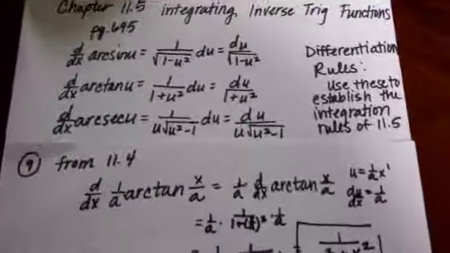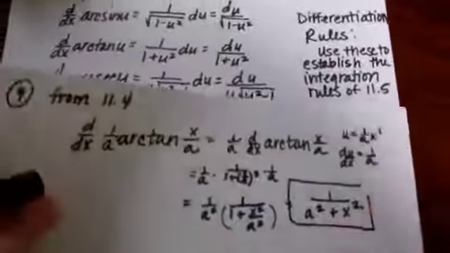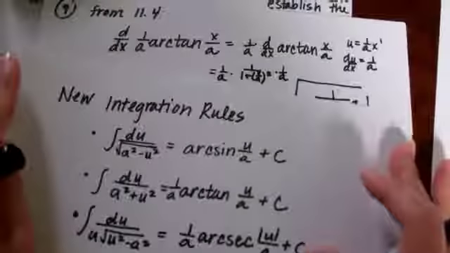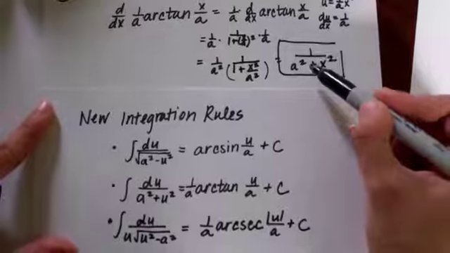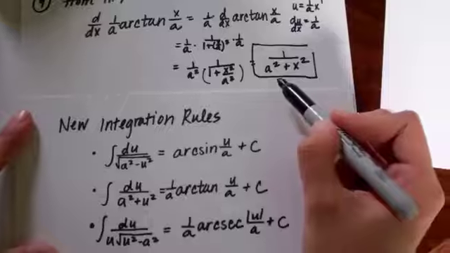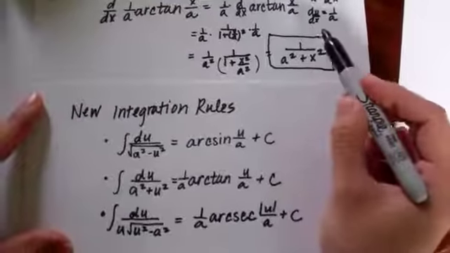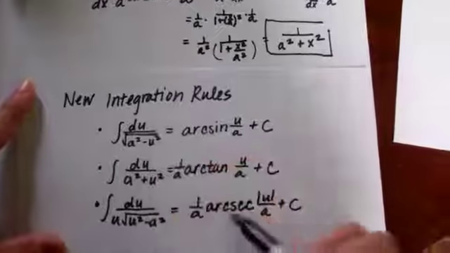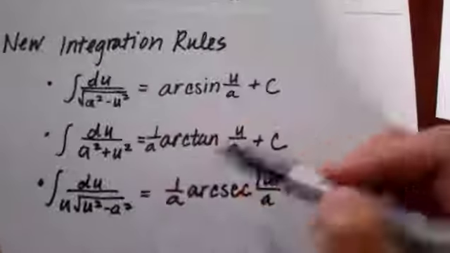So that was from the previous section. Now I'm going to use this for our new integration rules. Our new integration rules are as follows. So I'm going to just bring this up. If you have 1 over and then an a squared plus an x squared, that's a key thing to look out for. We have something squared plus something squared on the bottom. That's going to be a key indicator that you're going to be using one of these rules. So perfect squares plus another perfect square, these rules right here is what we're going to use.